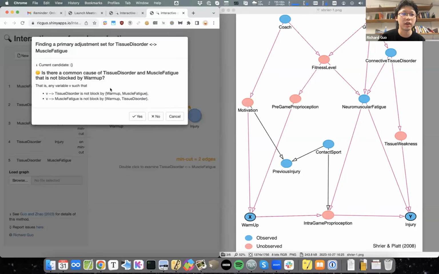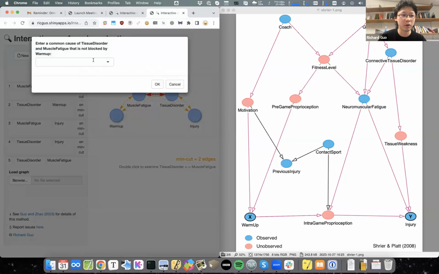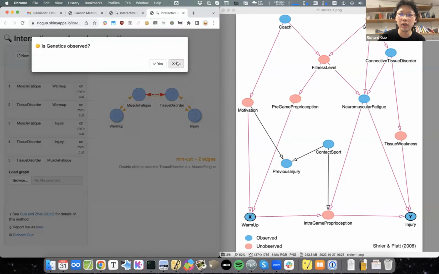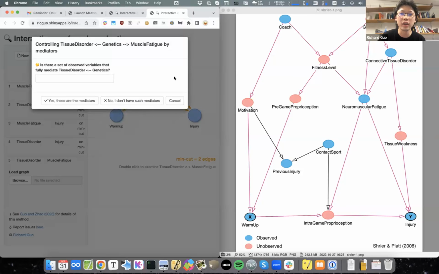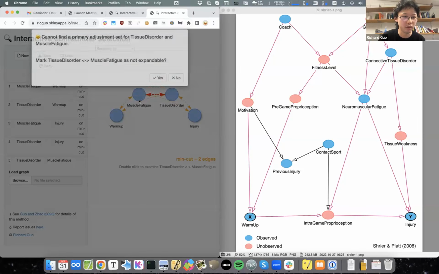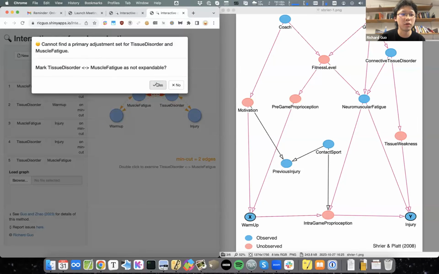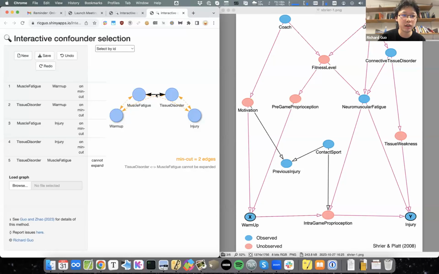okay, I click on the wizard. Is there a common cause of them? And the answer is yes. And the common cause of them would be genetics. Is genetics observed? No. Does genetics allow me to control this confounding arc through mediators? Unfortunately, no. So now that would render this bidirected potential confounding arc an uncontrollable solid confounding arc. That means this edge by no means I can remove. So then I need to think about the other edges.